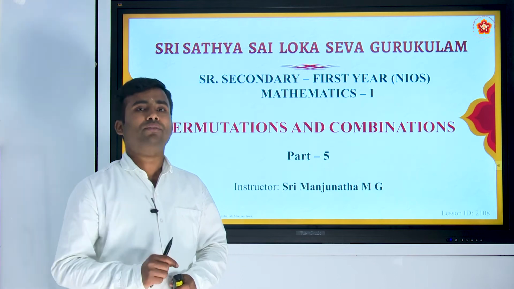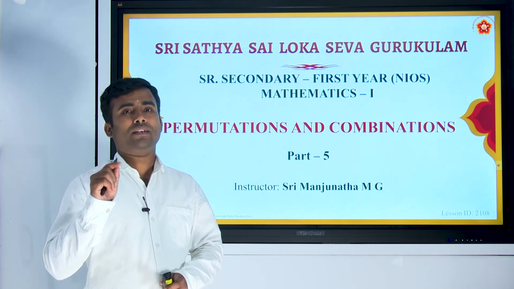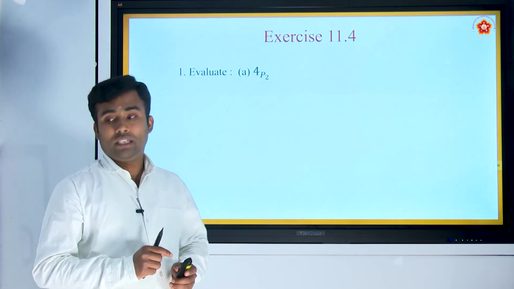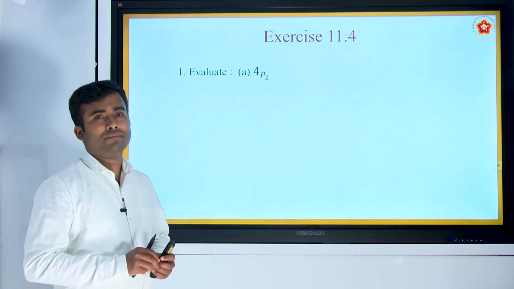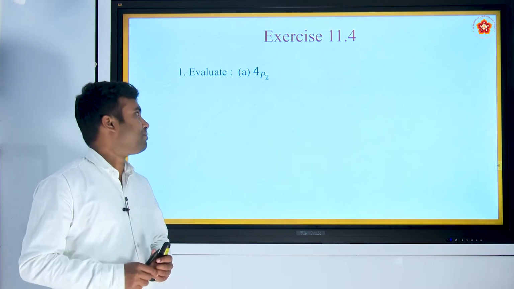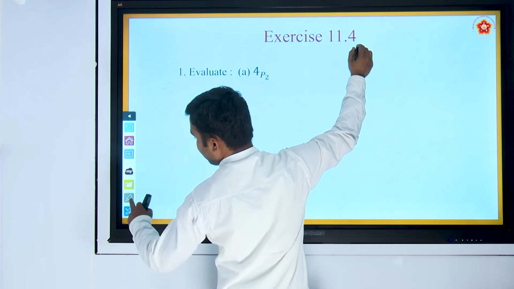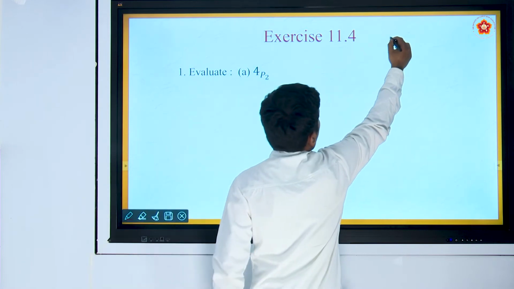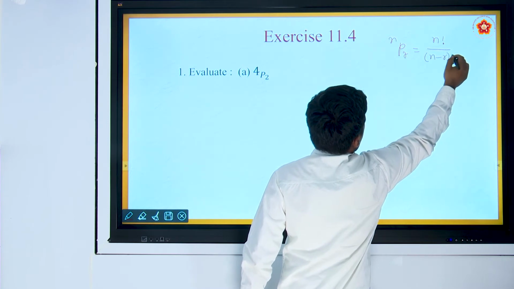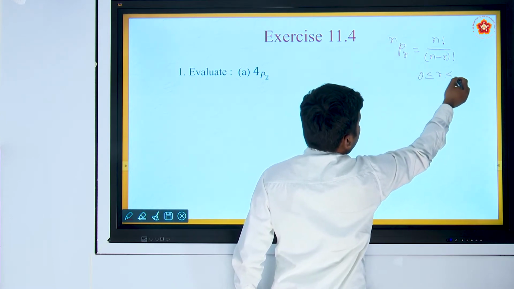In the previous class, we derived the formula for nPr is equal to n factorial divided by (n minus r) factorial, where r is in the range 0 is less than or equal to r is less than or equal to n. This is what we have learned in the previous class.